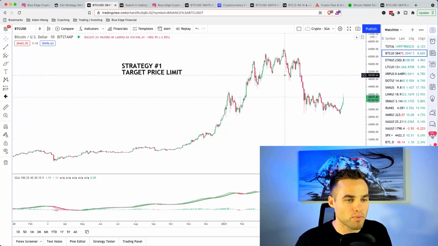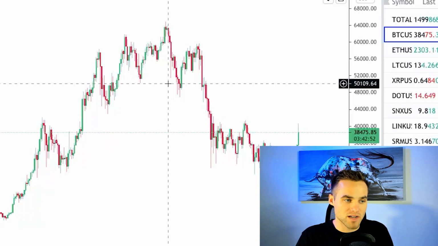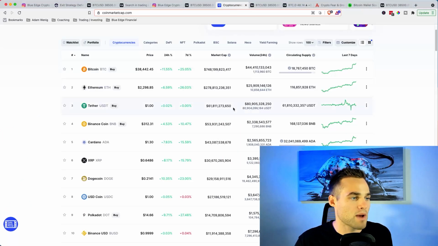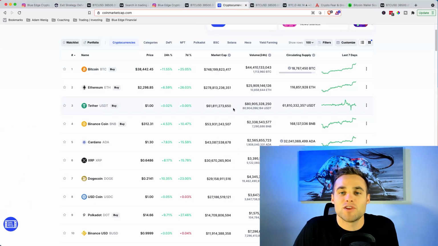Let's say that your target price limit was $50,000. You set that in your brokerage account. When it hits $50,000, you sell it, right? So this is the most simplified version, right? Now, with that being said, you have to be somewhat realistic about where you can actually set your price target limits.